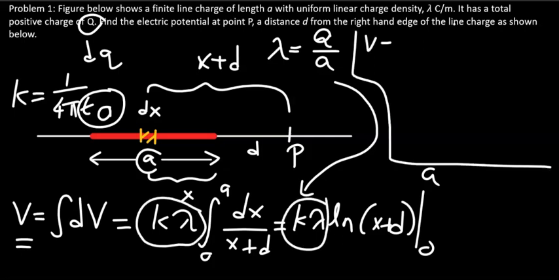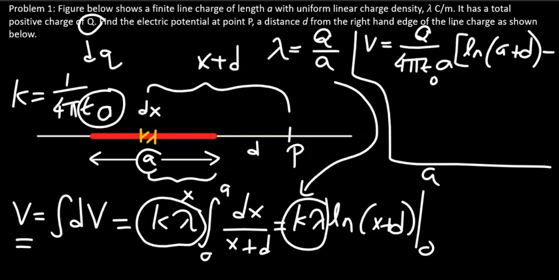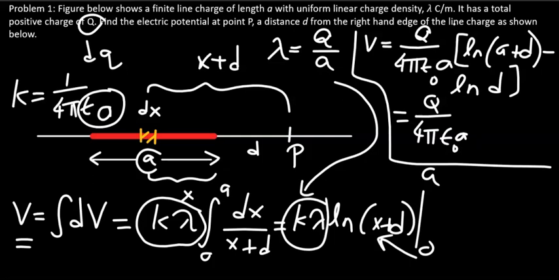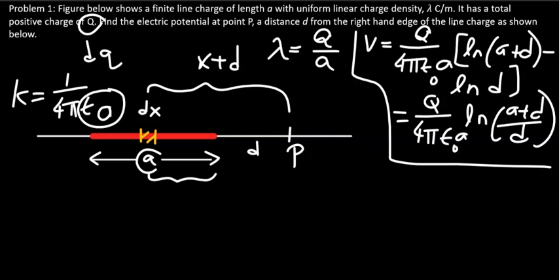So V at point P equals k times lambda, which is Q over 4 pi epsilon naught a, times the natural log, substituting the upper limit, that's going to be a plus d, minus natural log, substituting 0 for x, natural log of d. And together, simplifying, we will get the following. Q over 4 pi epsilon naught a natural log of a plus d over d. And this is the complete answer for this problem.